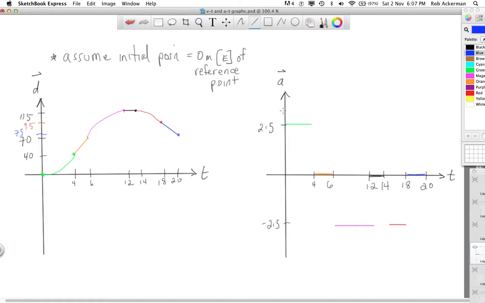There is your acceleration graph. It's a rather jumpy acceleration. It jumps from 2.5 down to 0, and then from 0 down to negative 2.5, then back to 0, then back to negative 2.5, and back to 0. So this is not a very realistic kind of motion. Usually accelerations are a little smoother.